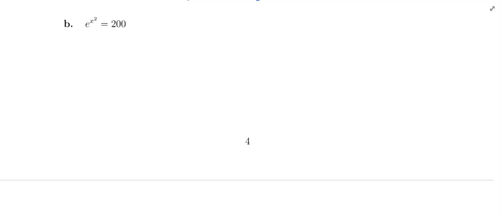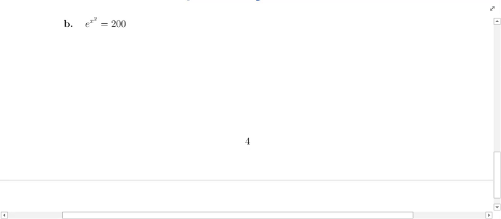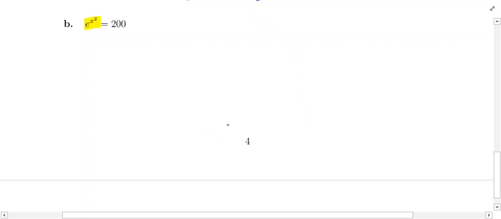In example 1b, the equation we are trying to solve is e raised to the x squared power is equal to 200. First thing we need to do is recognize that this is an exponential equation. The variable here is x, and x is located in the power, or the exponent. So we need to follow the plan that we have outlined for solving exponential equations.